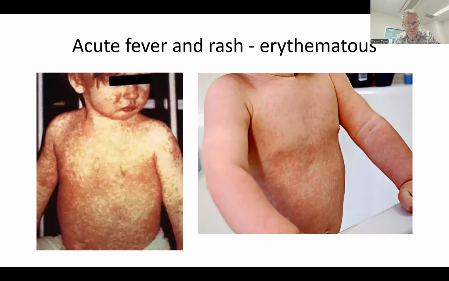So acute fever and rash. I'm going to talk about the viruses that cause acute fever and rash, and these are the two most, I guess, important viruses that cause acute fever and rash. On the left is a child with measles. On the right is a child who's got rubella. And they're almost indistinguishable, but not quite.